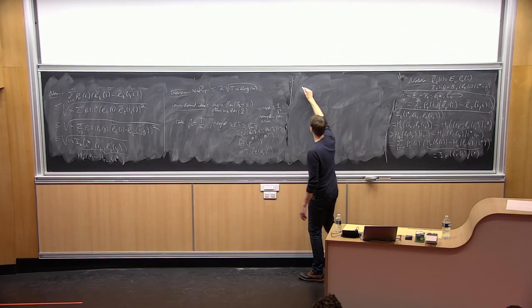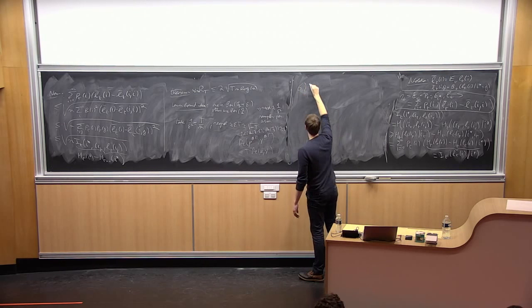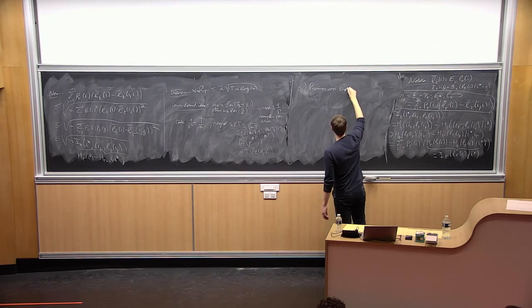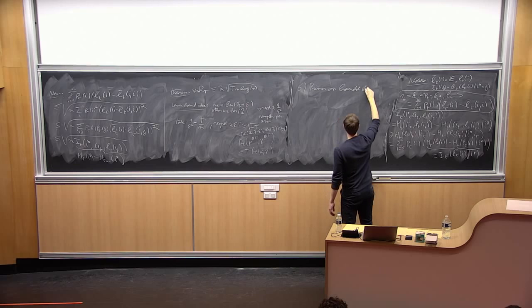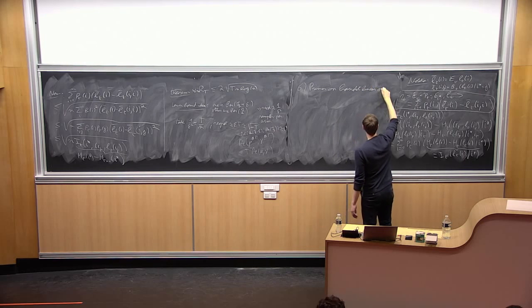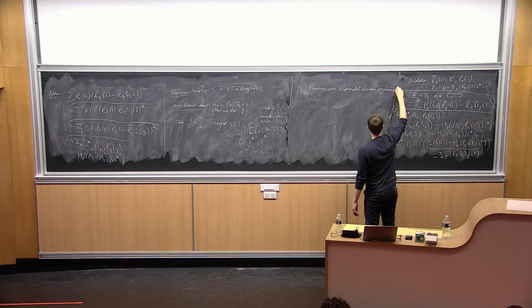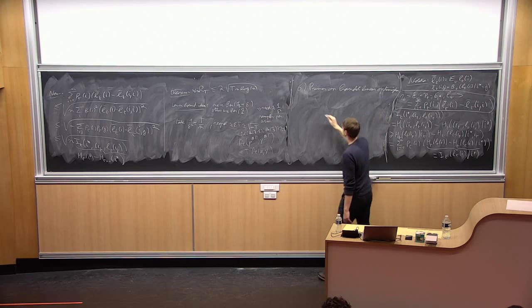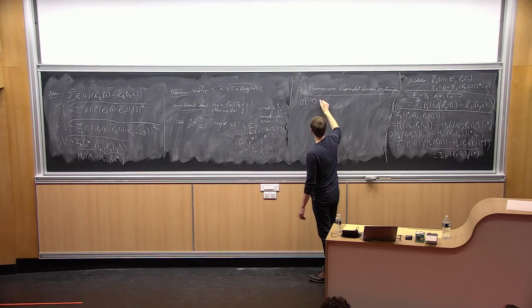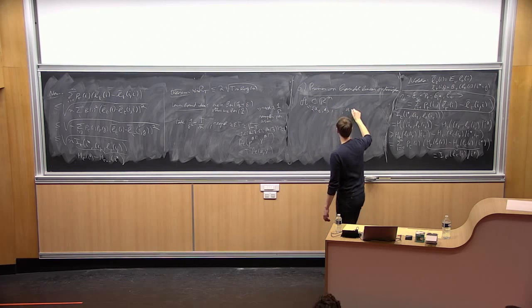Let's say a primer on bandit linear optimization. So now I'm going to assume that I have an action set A, which is a subset of R^n. And A is going to be discrete for now. It's going to be a_1, a_2, up to a_|A|.